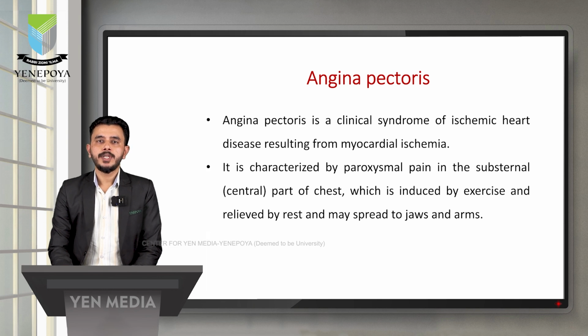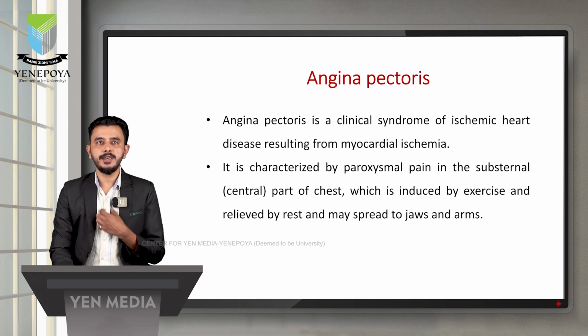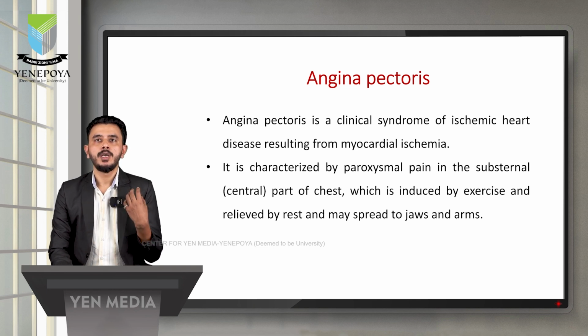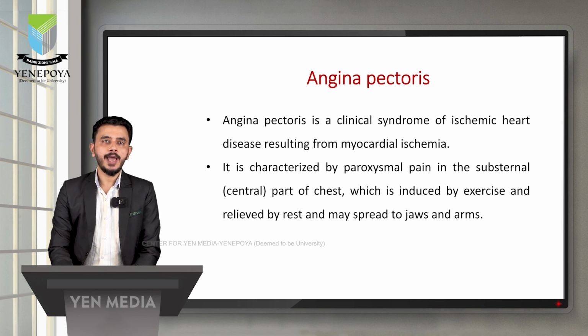So coming to the definition, what is angina pectoris? Angina pectoris is a clinical syndrome of ischemic heart disease resulting from myocardial ischemia. It is characterized by paroxysmal pain in the substernal area, that means in the central part of the chest, which is induced by exercise and relieved by rest and may spread to the jaw and arms. So when the pain is moving or spreading to the jaw and arms, at that time you go to the doctor and consult, no need to take self-medication.